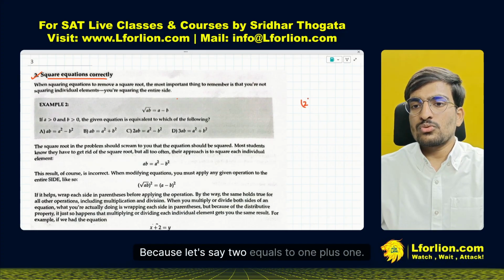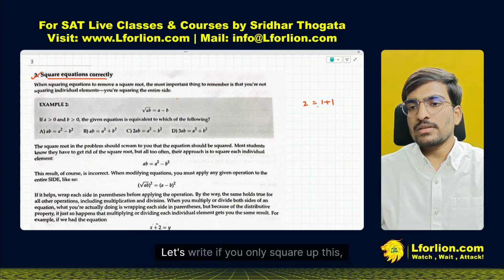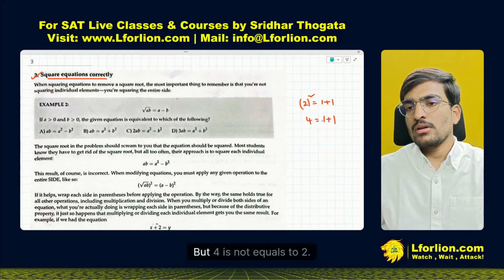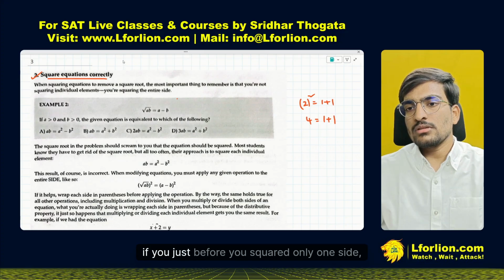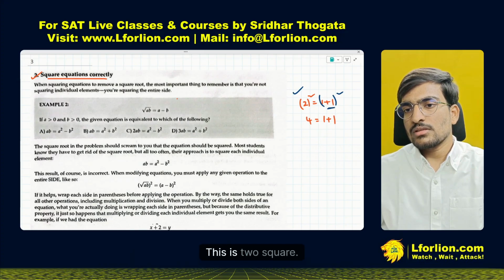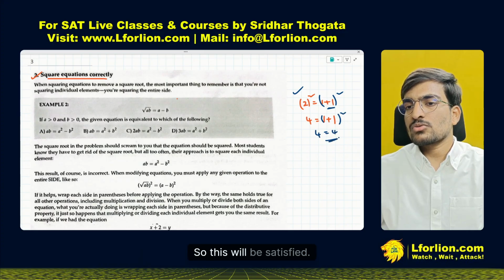Because let's say 2 equals 1 plus 1. If you only square this side, you will end up with 4 equals 1 plus 1. But 4 is not equal to 2, though before it was 2 equals 1 plus 1. But if you square both sides, this is 2 square, so 2 square will be 4 equals 4. So this will be satisfied.